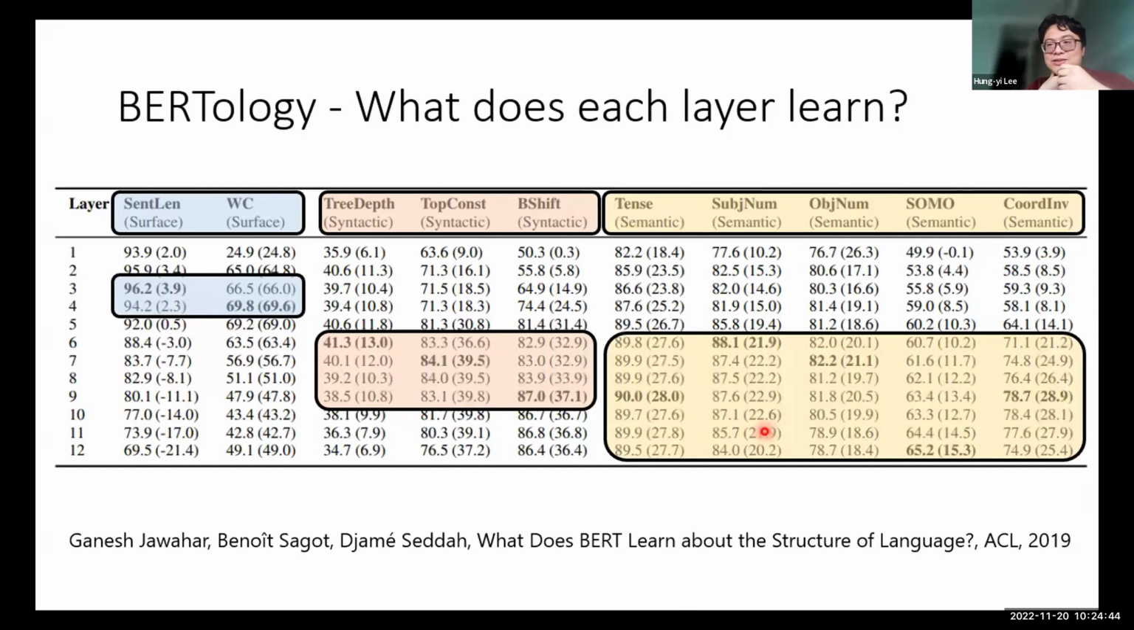However, you can also easily observe that it is a little bit messy here. The semantic information spreads from the middle layers to the top layers. It has a very large overlap with the syntactic parsing.